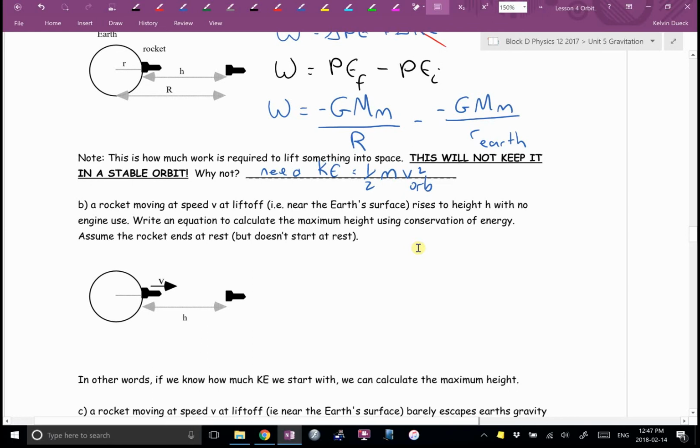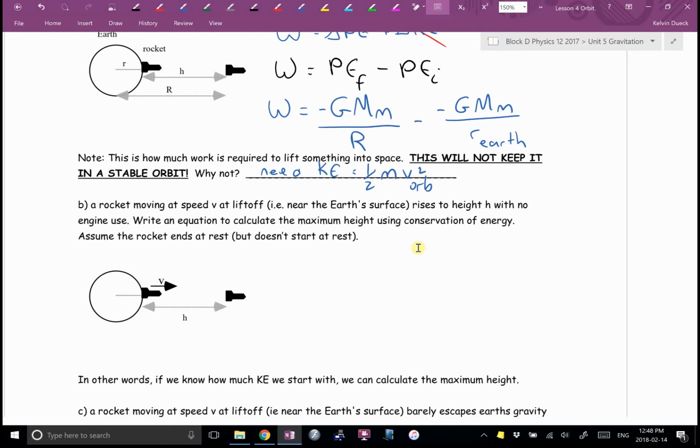Let me give you a slightly different way to think about this. Similar situation, a rocket moving, this time at speed v at liftoff. So now, instead of starting out on the ground, we're starting off right after it's left the pad. And just to make things easy, let's assume right when it left the launch pad, it's going at its maximum speed, so that we don't have to ask how long it takes to get to maximum. It makes the tough question tougher.